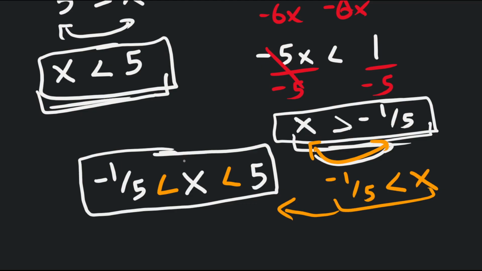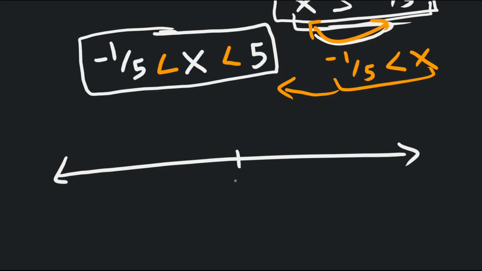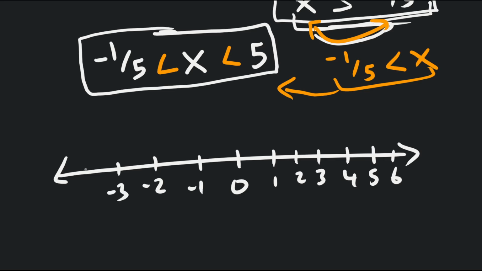Now, how do we represent this solution on a number line? How do we graph it on the number line? So let's go ahead and draw our number line. And let's put a 0 in the middle. Let's do 1, 2, 3, 4, 5, 6. Let's do negative 1, negative 2, negative 3, negative 4, and so on. Okay. So we have this compound solution right here. Negative 1/5 is less than x, and x is less than 5.